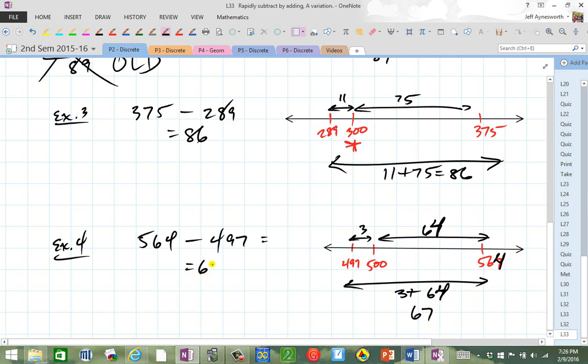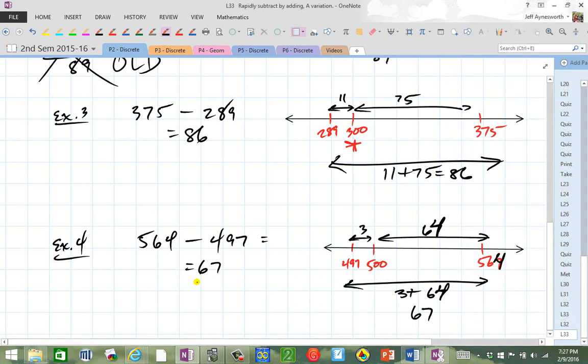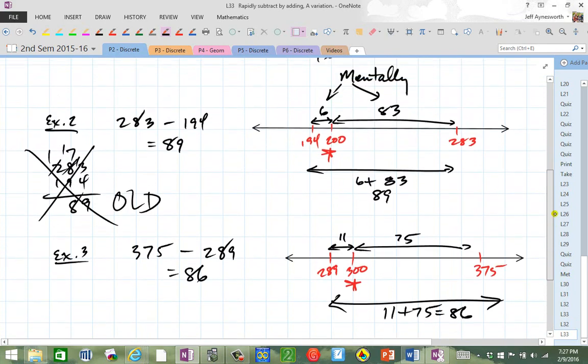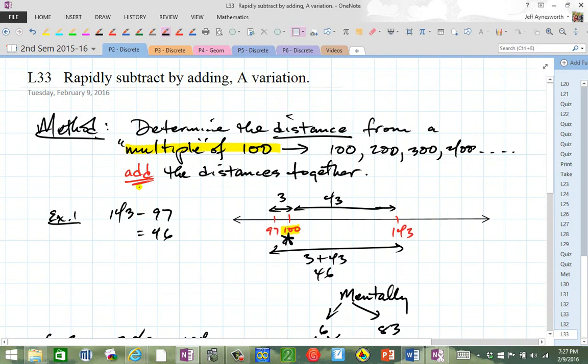All right, if you want to check that, 564 minus 497, and then you go for it, and you should get 67. Boom. Hey, that's the year I was born. All right, so there you go. And that's all there is to it. You want to visualize distances from some reference point. And then after you visualize those distances, you simply add the distances together, okay? So you don't have to do any borrowing. You can actually just look at the problem and get the answer. That's what everybody wants to be able to do, okay? Instead of whipping out the pencil and paper, just figure it out.